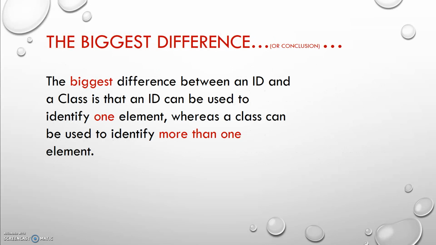The biggest difference, in my opinion, is that between an ID and a class, an ID can be used to identify one element, whereas a class can be used to identify more than one element.